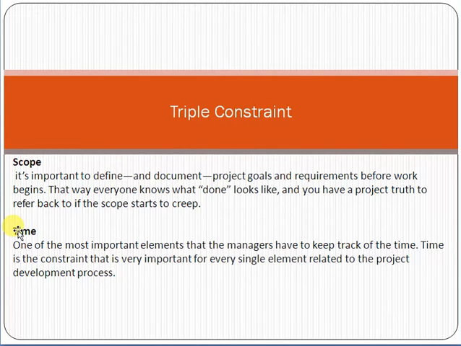The second factor is time. Time means, friends, the duration of a project. For example, whenever you are initiating a project, you have to define in how many months or how many days you will deliver the project to a customer. For example, you say that you will deliver the project in 5 months. So this is the time duration of a project.